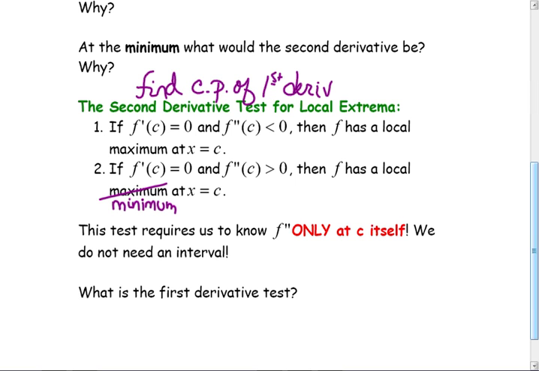If the first derivative at my c value is 0, it even could be undefined for that matter, and if the second derivative is negative, this is what I do. I look at the second derivative. It's negative, which means it's concave down, so it's a local max.